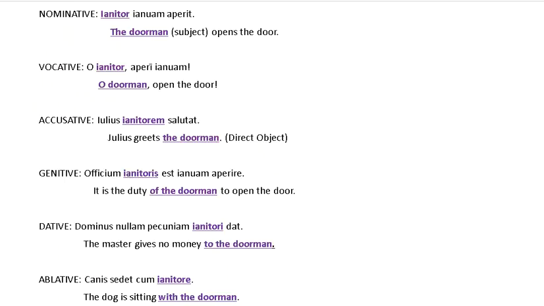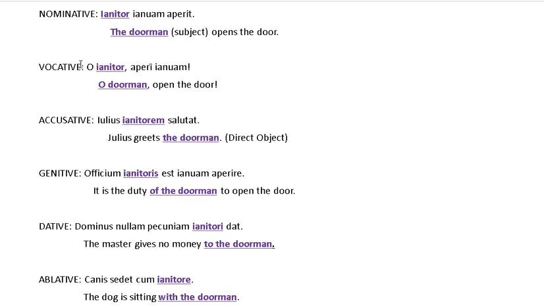In this chapter 21, we're using the noun janitor, which you might remember is a doorman. So in the nominative, as the subject, janitor januam aperit. The doorman opens the door. Note that doorman is the subject. He's the one who's performing the action of the sentence, so he needs to be in the nominative case.